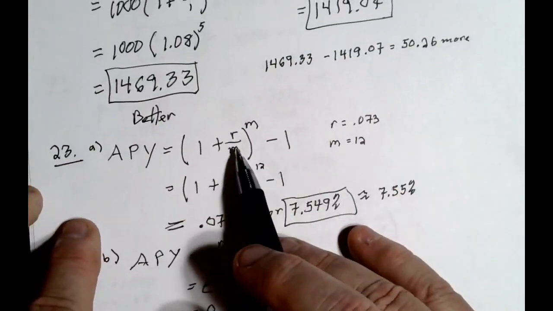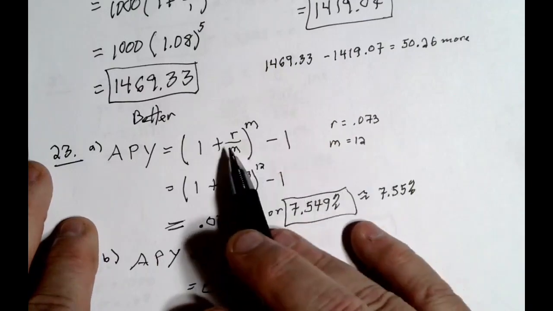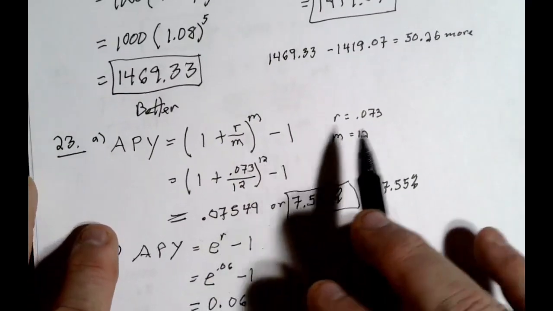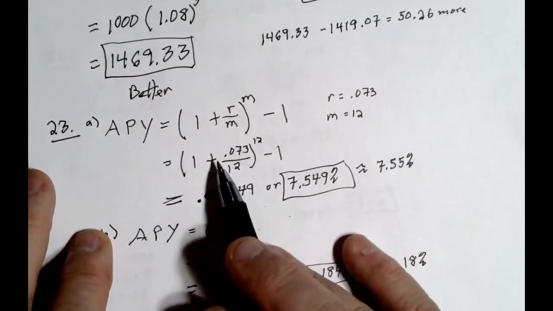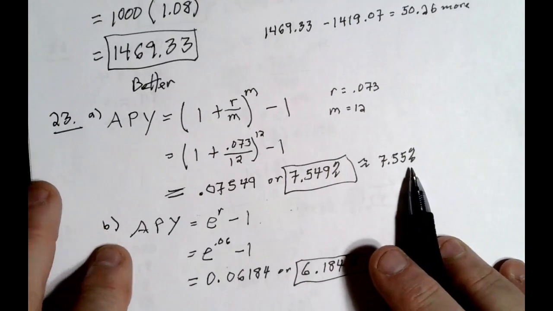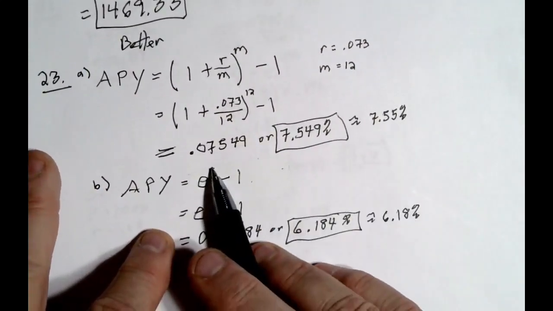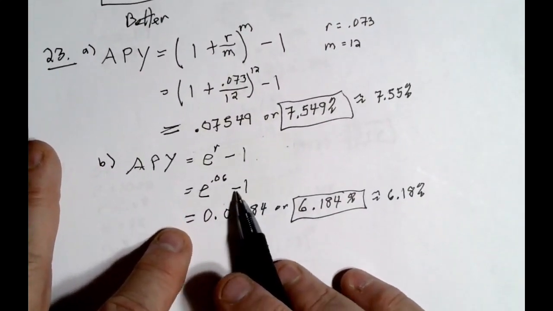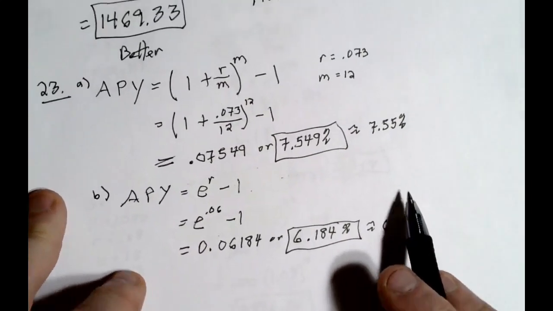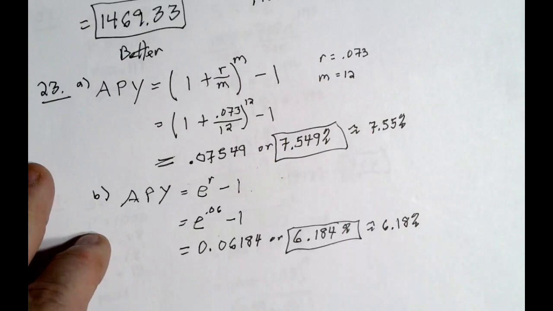So you plug in your R and your M. Okay, notice there is no T because T is just 1 year. You're doing it over 1 year. And you figure out all this and you subtract one and you write it as a percentage, and it's 7.55%. Okay, so this one is just e to the R minus 1. And you figure out this one, write it as a percentage, and it's 6.18%. So that one's a better deal, clearly.